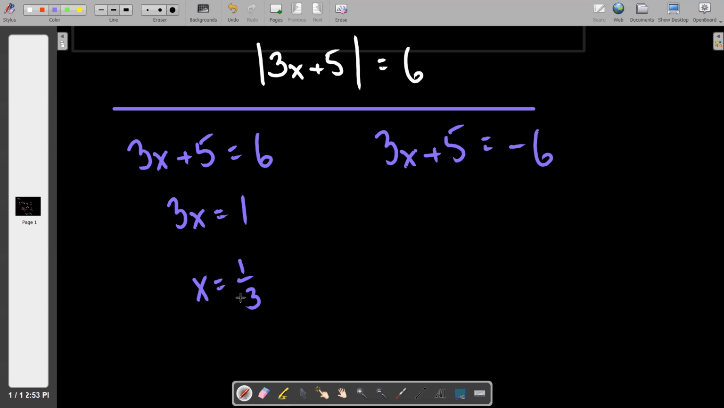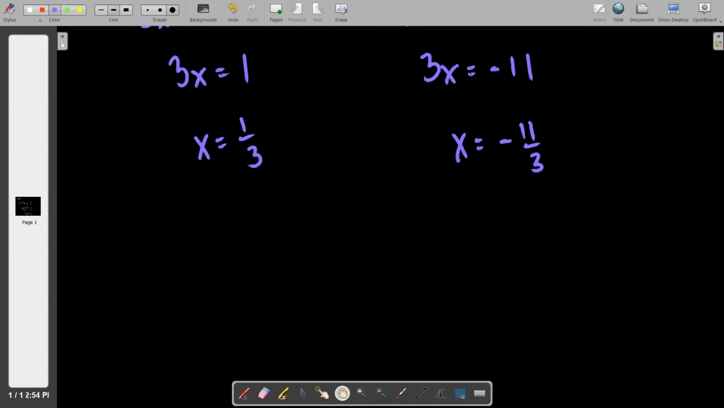And then on the other side, we would get 3x equals -11, and then we divide by 3 and get x equals -11/3. Yeah, so these are the solutions to that white absolute value equation from up at the top. Any questions there? That's what we talked about Thursday. All right, let's take a look at the second one.